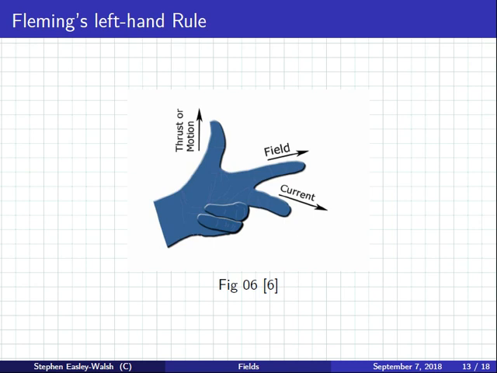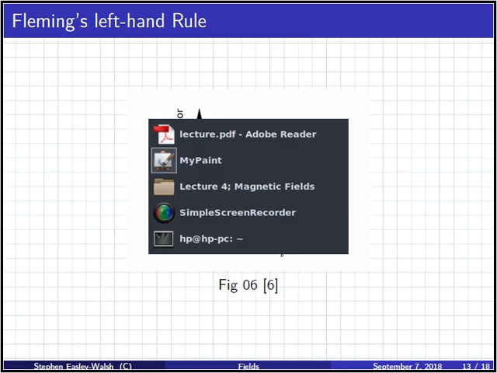This is the direction of the charge. This is the direction of the field. And this is the force, this is the field, this is the current. So I'll show you with an example.